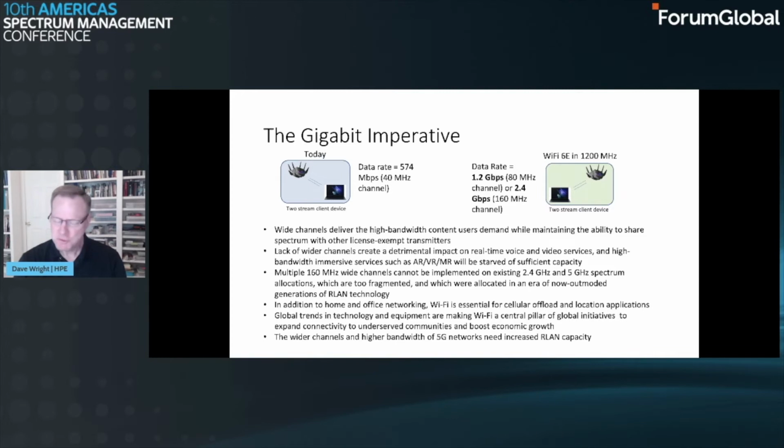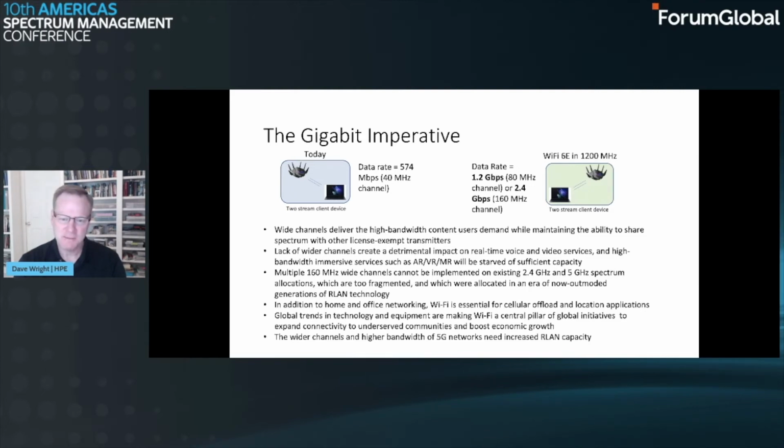And with a two-stream client, which is really the norm on the client device side, particularly in the mobile form factor, that maxes out at about 574 megabits per second, which is an impressive data rate, but it's certainly not the gigabit wireless future that we're all talking about for the next 10 years, really to take us through the 2030 timeframe.